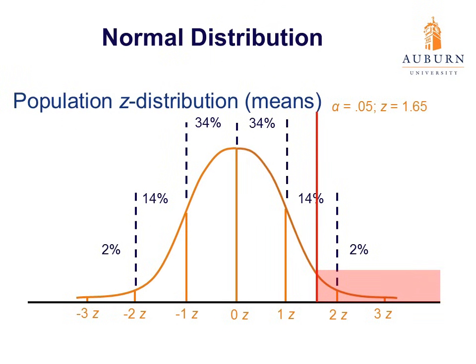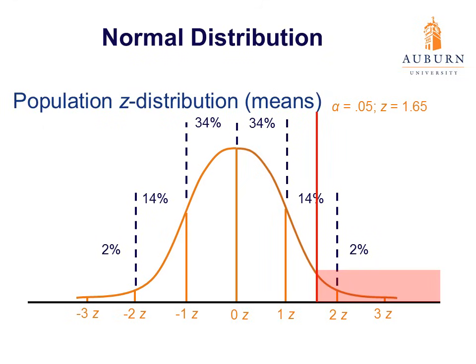So we can represent this visually. Here you have a normal distribution. This is a normal distribution in the population of means, so a distribution of means. And as you remember, the population distribution extends to infinity in both directions, so negative infinity to positive infinity. That means all values of z are possible.